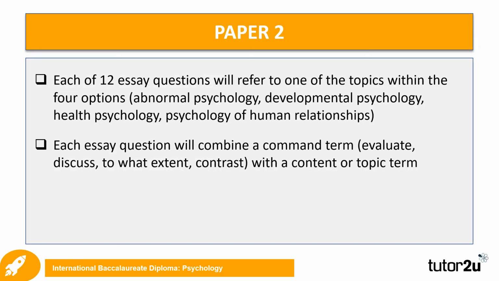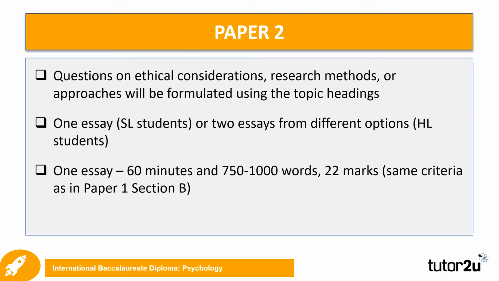In Paper 2, each of the 12 essay questions will refer to one of the topics within the 4 options: abnormal psychology, developmental psychology, health psychology, psychology of human relationships. Each essay question will combine a command term, evaluate, discuss, to what extent, or contrast, with a content or topic term. Questions on ethical considerations, research methods, or approaches will be formulated using the topic headings.